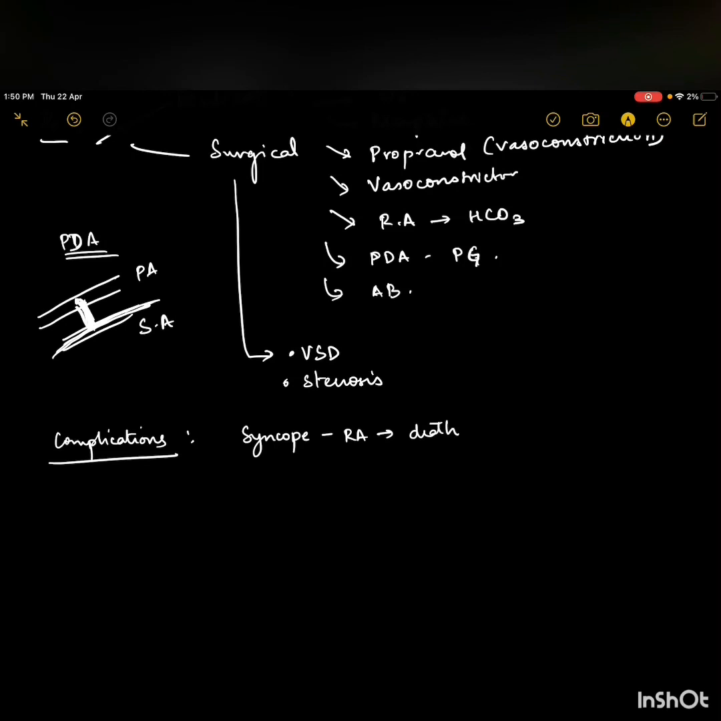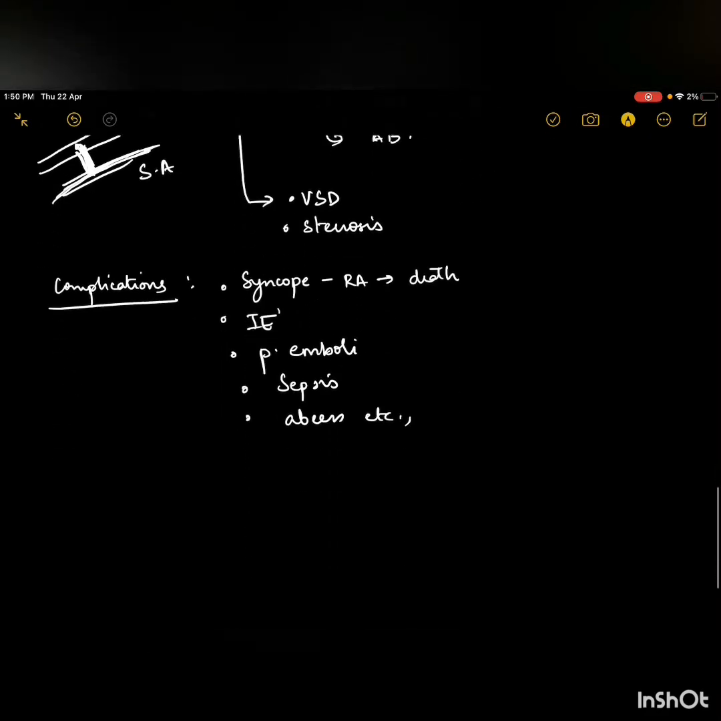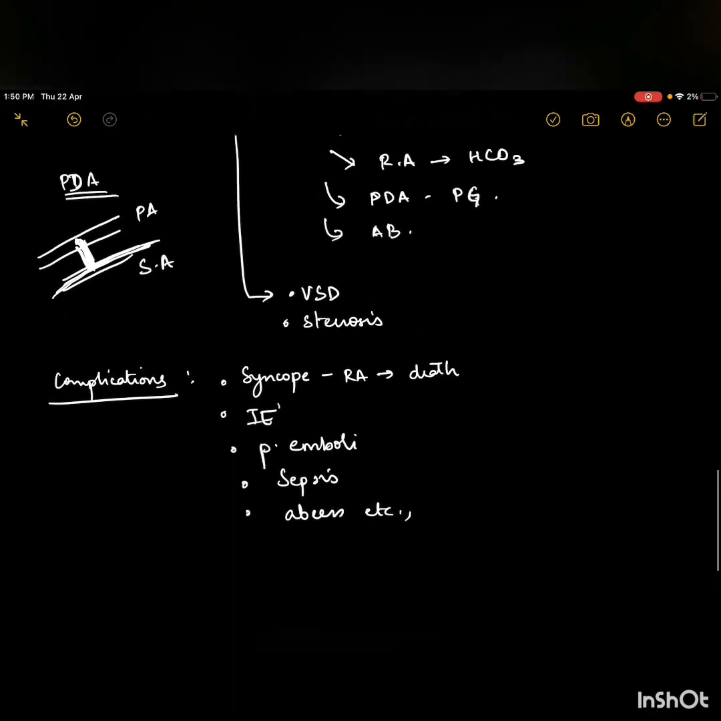And there can be infective endocarditis because there's stasis of blood in the heart. There's slowing down of blood in the heart. There can be pulmonary emboli formation, and there can be infective endocarditis. Bacterial infection can occur, sepsis can occur, and this sepsis can cross the blood-brain barrier and can also lead to brain abscesses, etc. So this is basically tetralogy of Fallot.